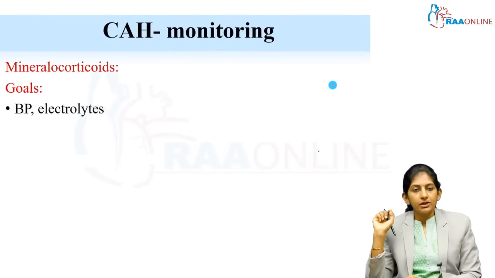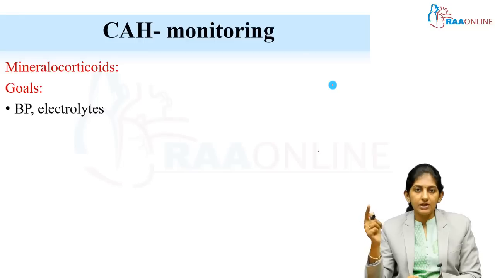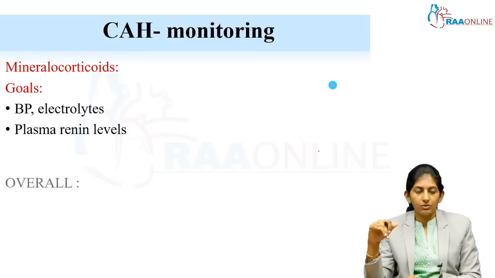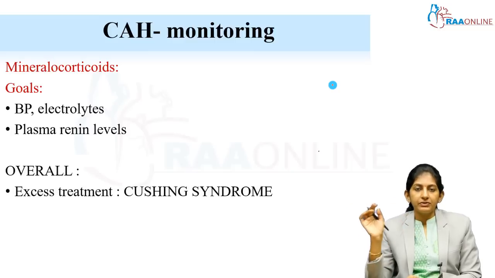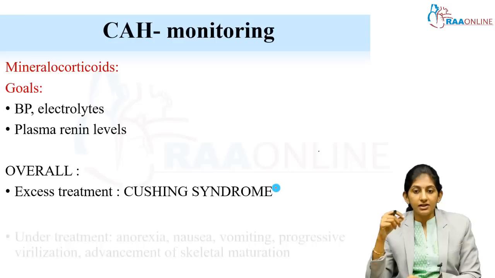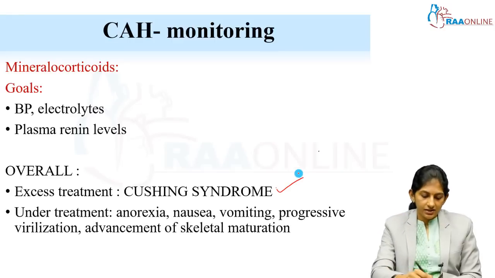The goal of giving mineralocorticoids, of course, is that sodium will be maintained properly. There is no hyperkalemia, no hypotension. Plasma renin levels will come back to normal. Overall, giving the right treatment is very important. Excess treatment with glucocorticoid is going to cause Cushing's. If you undertreat, that will cause virilization, precocious puberty, etc.